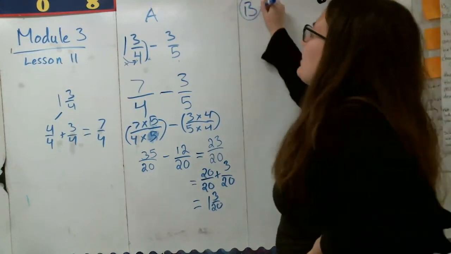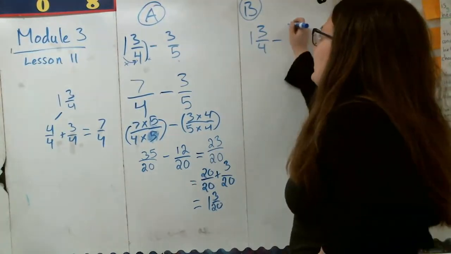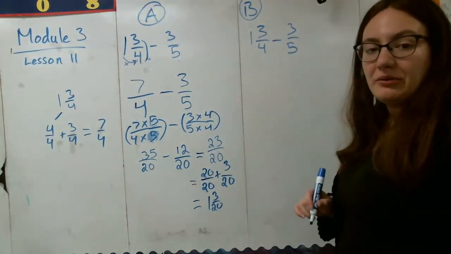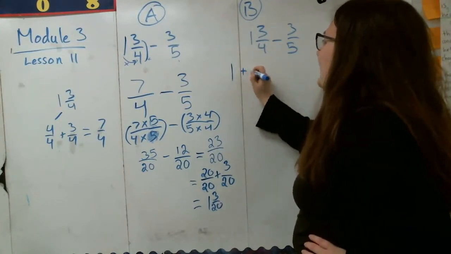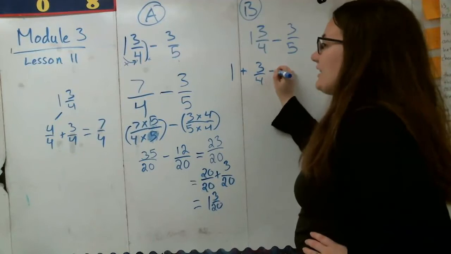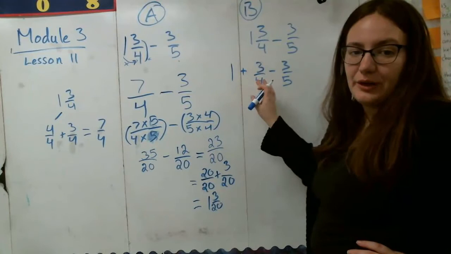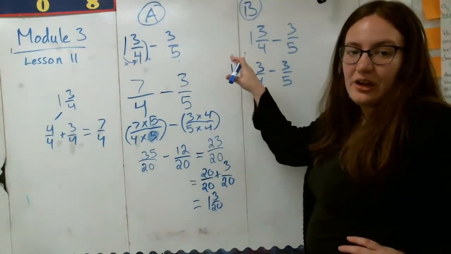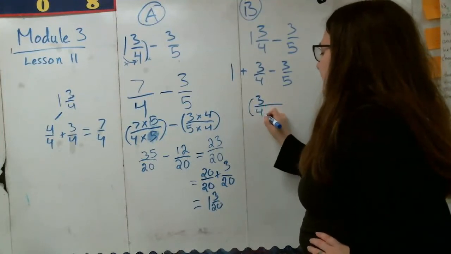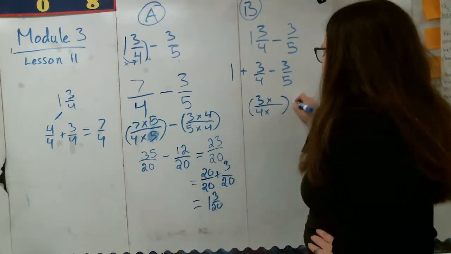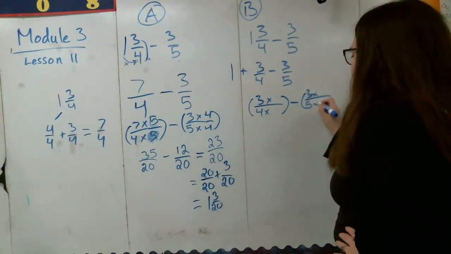Now option B is going to be a little bit different. For option B, I'm still going to have the same problem, 1 3/4 minus 3/5. And what I'm going to do is leave this whole number off to the side, and then I am just going to be subtracting 3/4 minus 3/5. So I'm just going to be worrying about this part right here, and then eventually I'll worry about this whole number. So we're still going to be doing this step right here where we create these equivalent fractions.